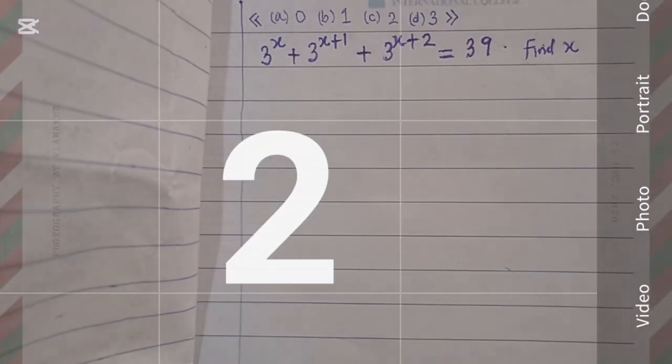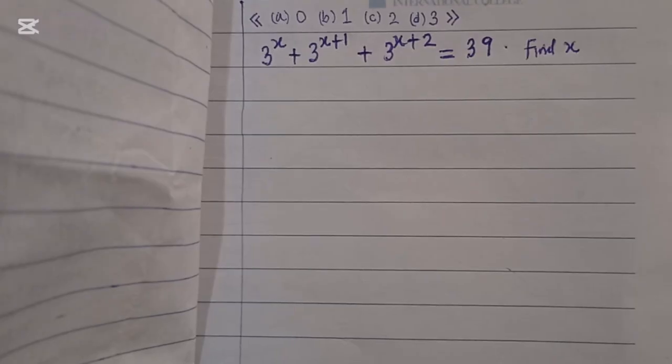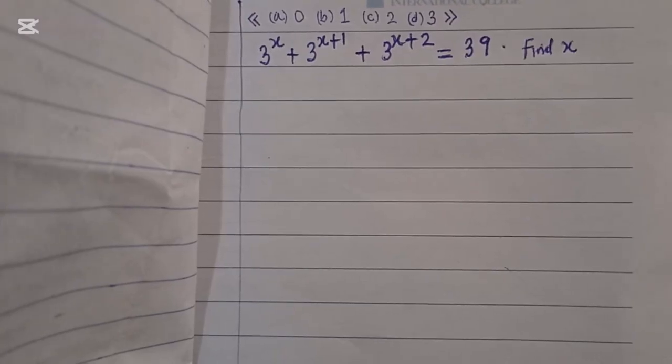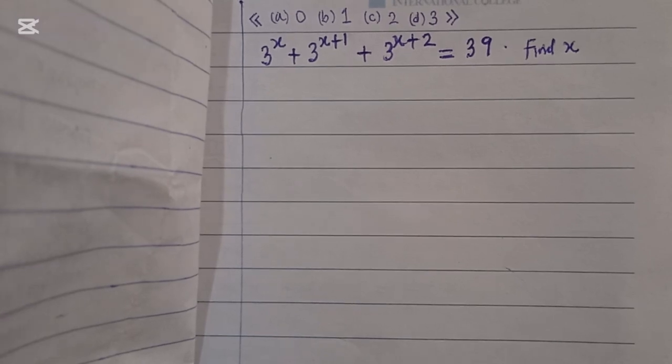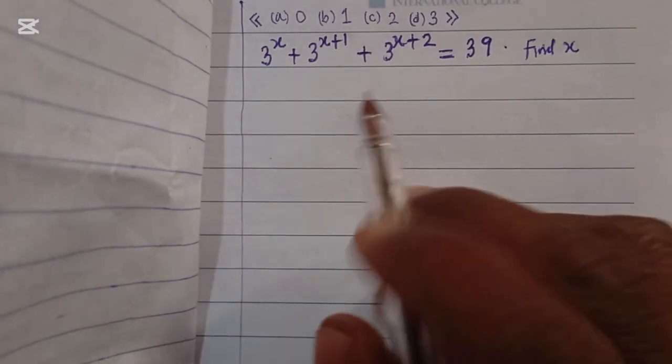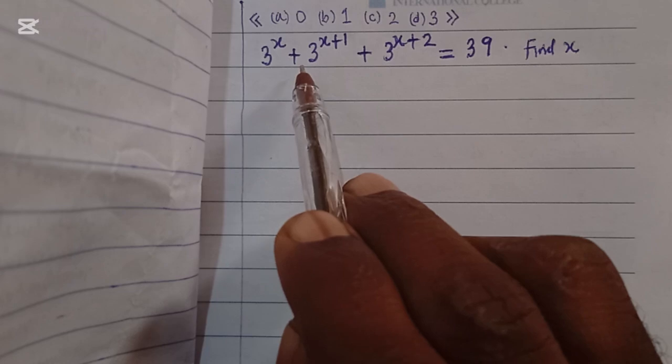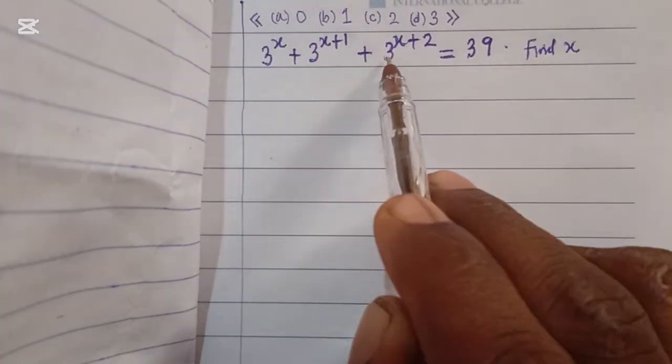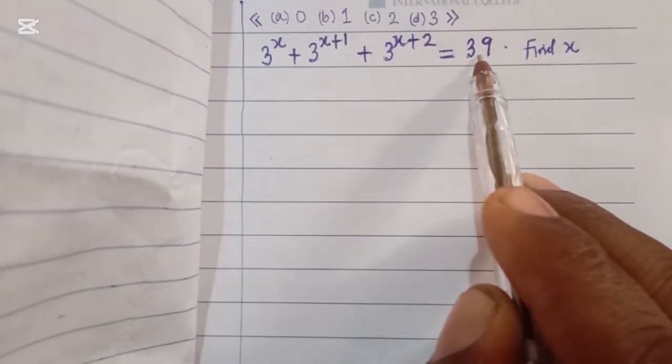All right, so if you've done that, welcome back. Let's continue and let's find out what the answer to this question is. Okay, so now this is what you want to do. We have 3 to the power of x plus 3 to the power of x plus 1 plus 3 to the power of x plus 2 is equal to 39, right?